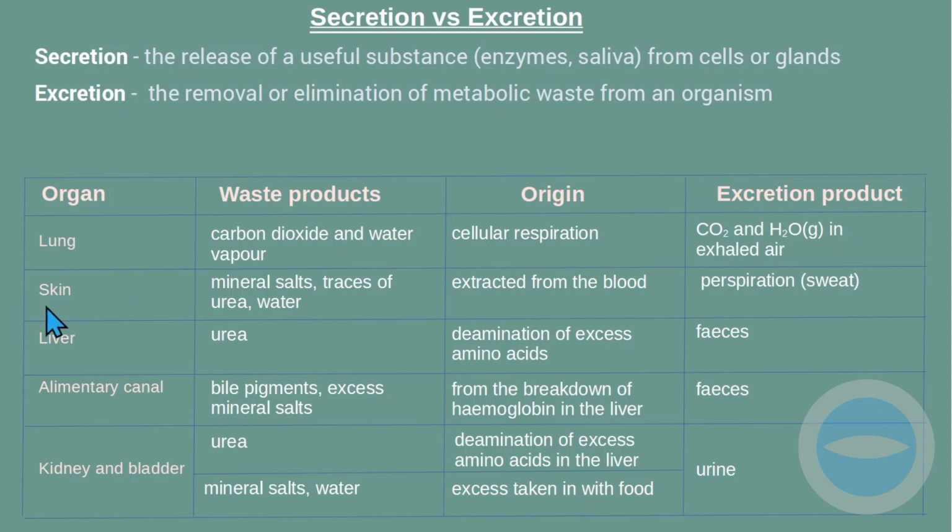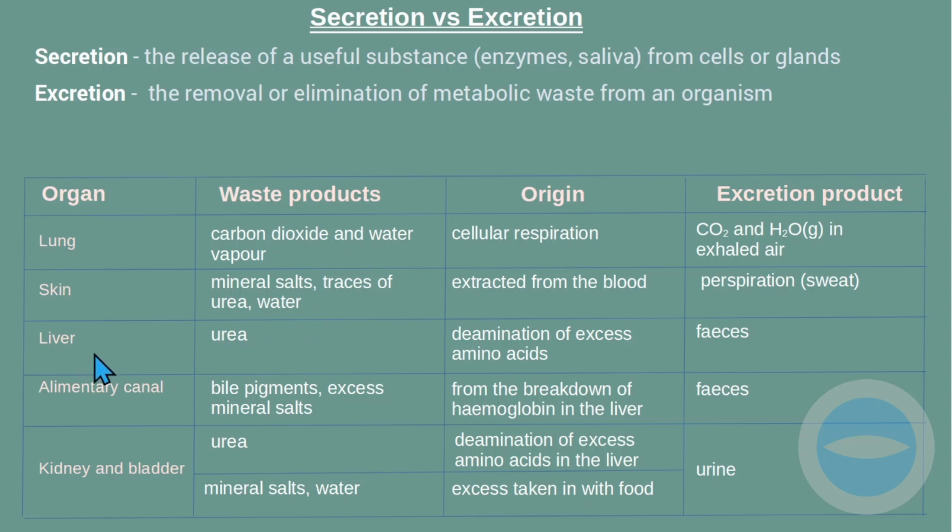And then the next organ is the skin. The skin excretes mineral salts, traces of urea, and water. The origin is the blood, from which the kidney is responsible for extracting these products. The excretion process is perspiration, or sweating. Perspiration is when the skin releases water, or when we sweat. The waste products are mineral salts, traces of urea, and water. We know that sweat is water.